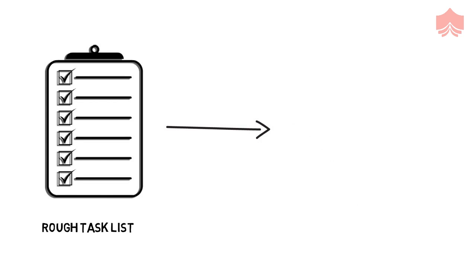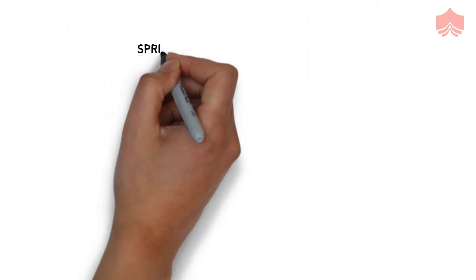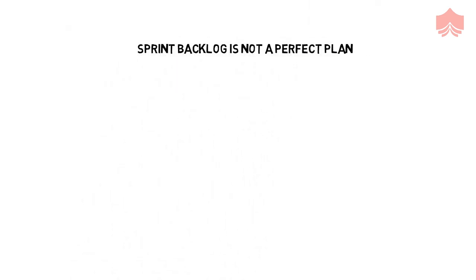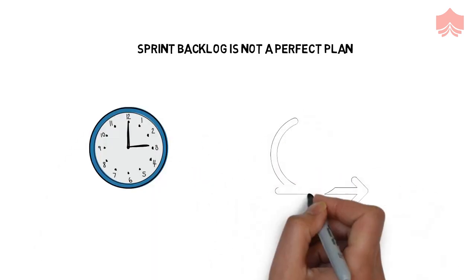By creating the list of tasks, the team can also assess whether they are committing to do the right amount of work or not. Just like Product Backlog, the Sprint Backlog should also not be expected to be a perfect plan. It will also keep changing with time throughout the sprint.